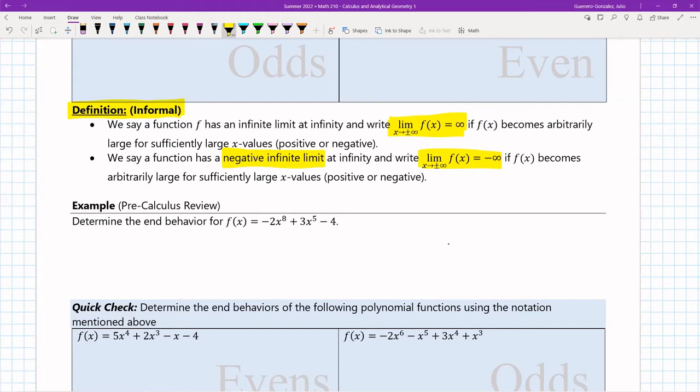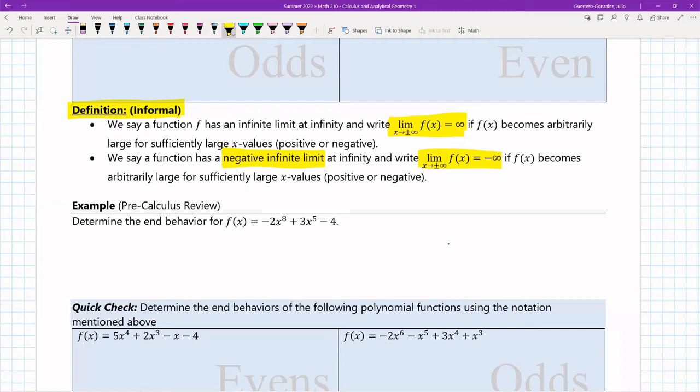Okay. So what did we use this for? If you guys remember, again, from pre-calc, let's say you want to determine the end behavior for a funky looking polynomial like this one that I have here, right? We used it to determine end behavior, what our graph was doing at the end.